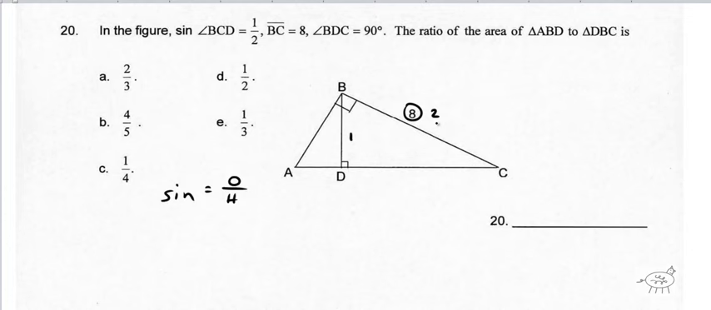Well, obviously this is 8. Well, how do I get 8? It's just a ratio, so I multiply that by 4. So I'm going to multiply this by 4 as well. I get this side is 4, and that side is 8. Okay, that helps us a little bit.